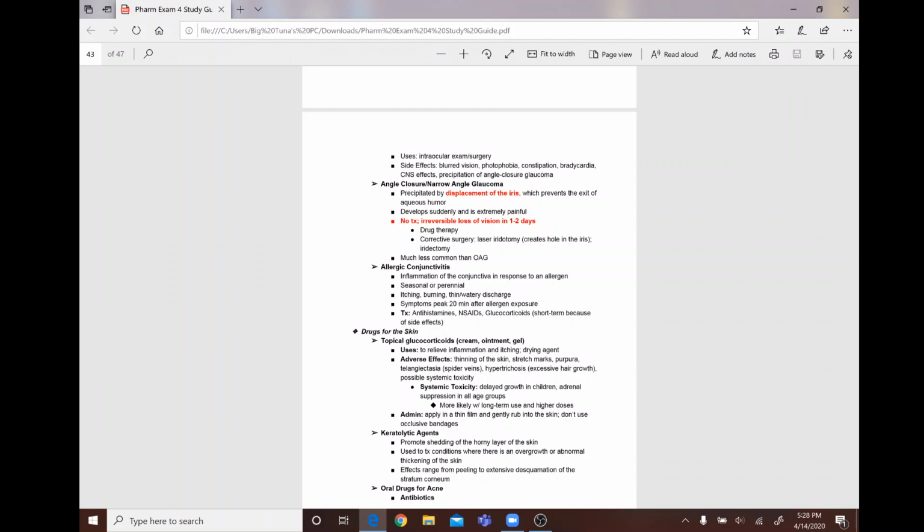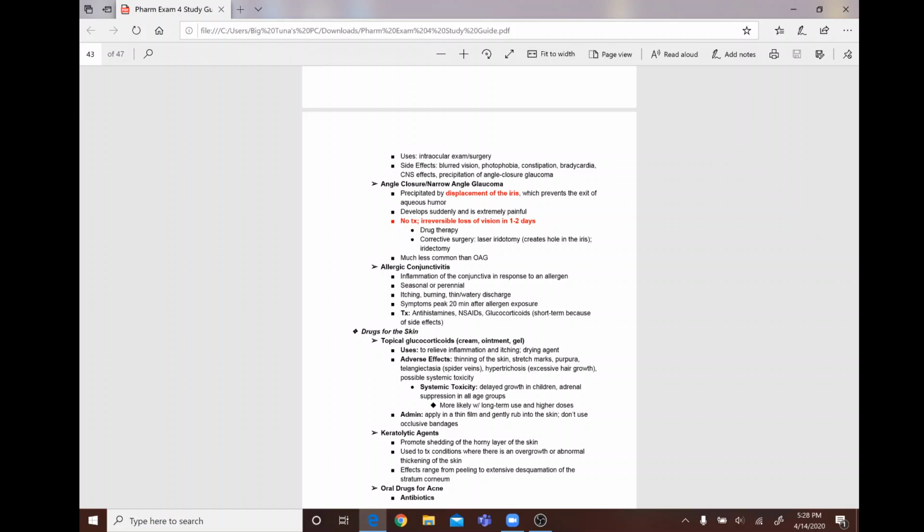Precipitated by the displacement of the iris, which prevents the exit of aqueous humor, develops suddenly, is extremely painful. No treatment, irreversible loss of vision in 1 or 2 days, much less common than OAG. You do iridotomies, stuff like that.